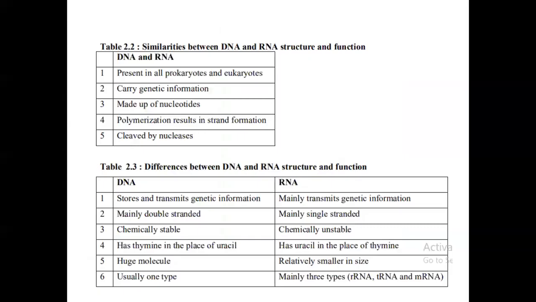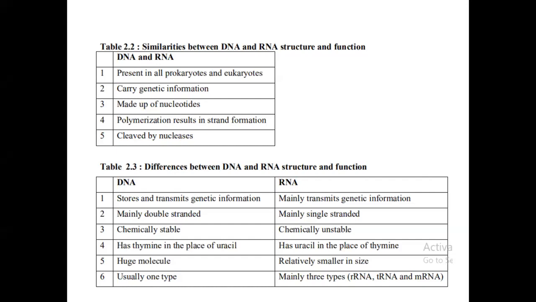Okay, so we can look at the last slide, which is comparing our DNA and RNA. The similarities are that DNA and RNA are present in all prokaryotes and eukaryotes. They carry genetic information. They are made of nucleotides. There is polymerization, which results in formation of the strand, and they are cleaved by nucleases.